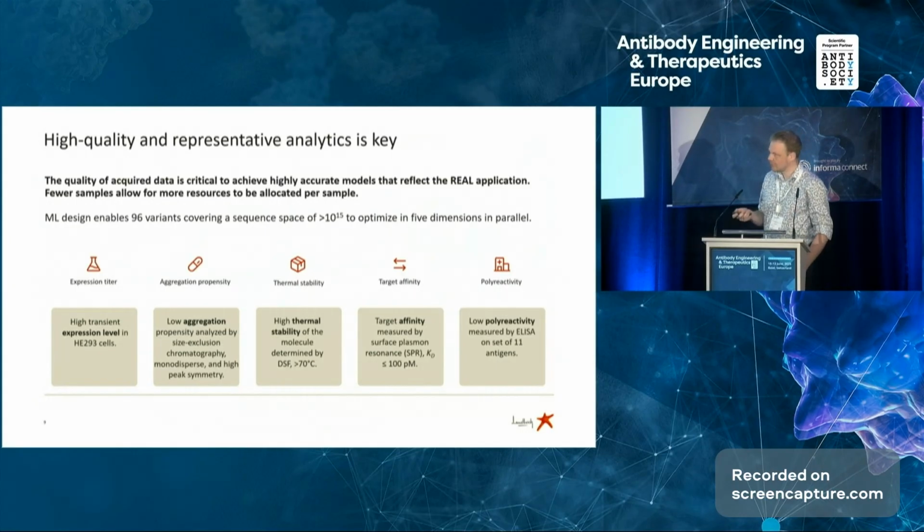We went ahead and measured expression titer, aggregation propensity, thermal stability, which you want to keep track of of course, and target affinity measured by SPR. And then the polyreactivity, which was central to us to keep track of. There are, of course, different ways of measuring polyreactivity. In this case, we used an extended array of antigens, and we took time to really make sure that this assay was in peak shape in order for us to really track the performance on it.